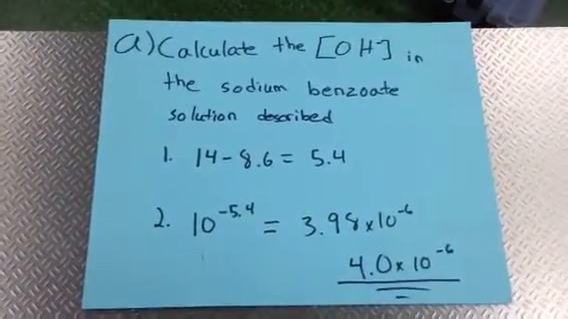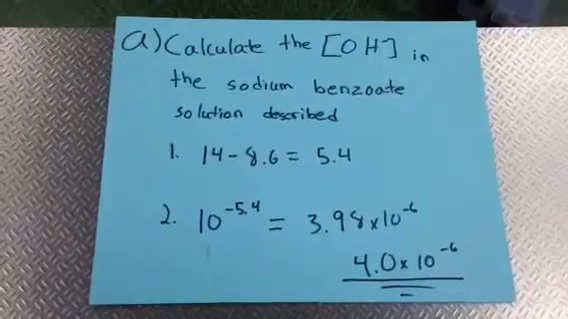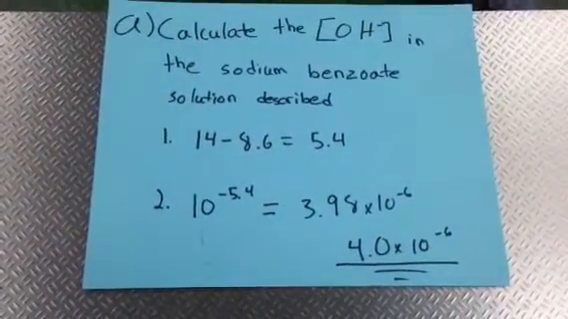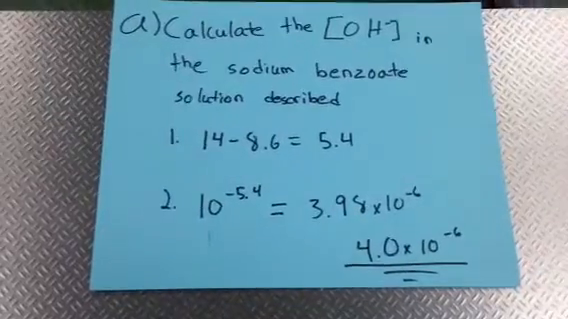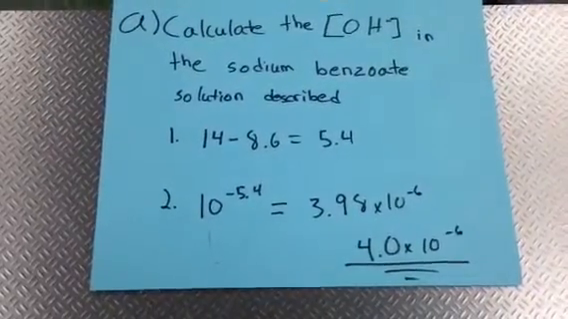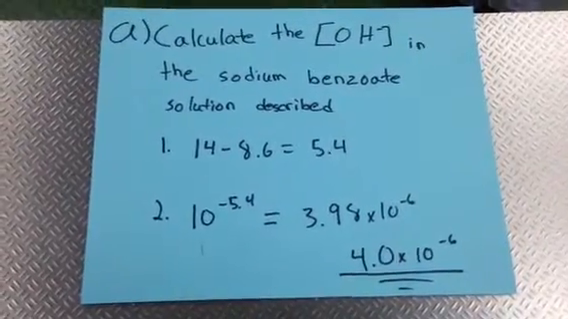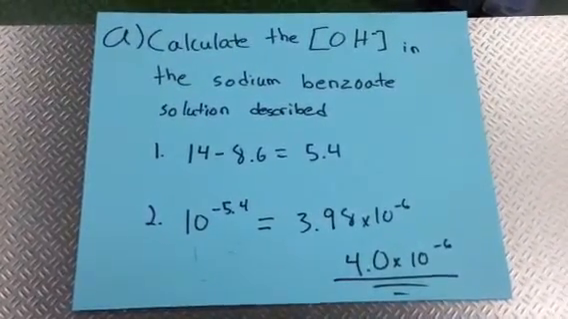Calculate the concentration of hydroxide in the sodium benzoate solution described. Okay, the first step right here is going to find the pOH, because we're given the pH, but since we have hydroxide, we need to find the pOH. So we're going to do 14 minus 8.6 equals 5.4, so that's the pOH.